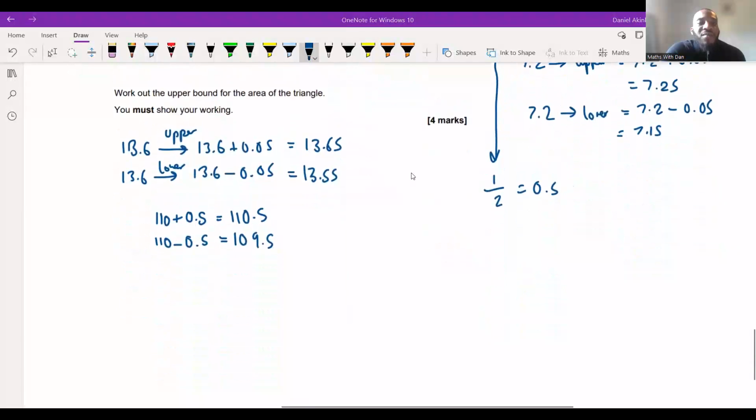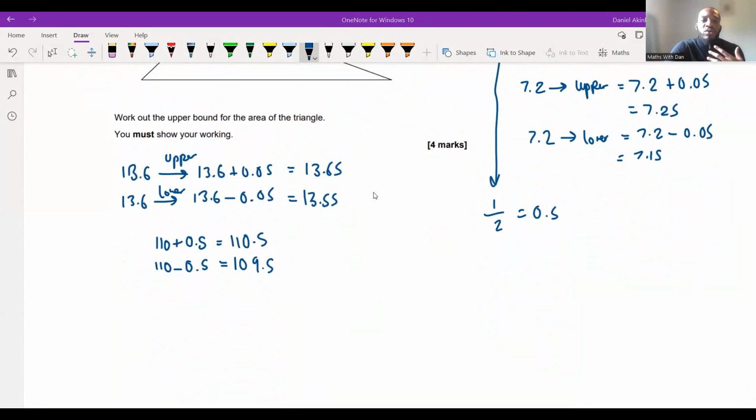They asked us for the upper bound of the area of the triangle. To answer this question, we need to know the formula for the area of a triangle, which we know. The formula for the area of a triangle is a half AB sine C, isn't it? So what we're going to do here is we'll say the upper bound.